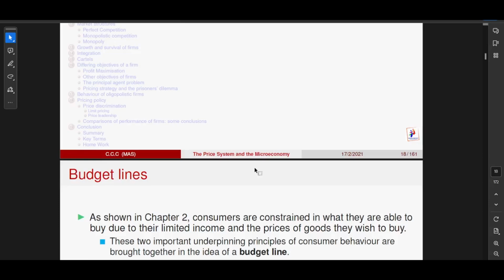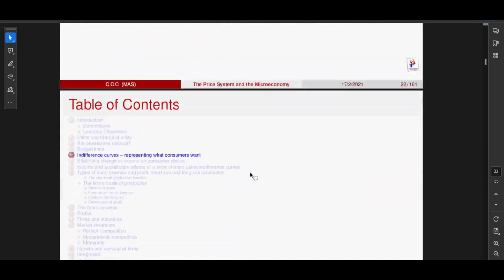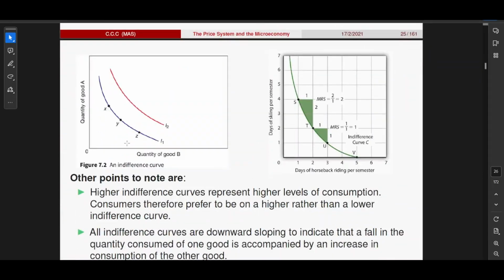But you get the general idea. What we're saying is that on this indifference curve, it doesn't matter if it's at point X, the consumer is indifferent between the consumption of B and A because the total utility given is maximized at this point.